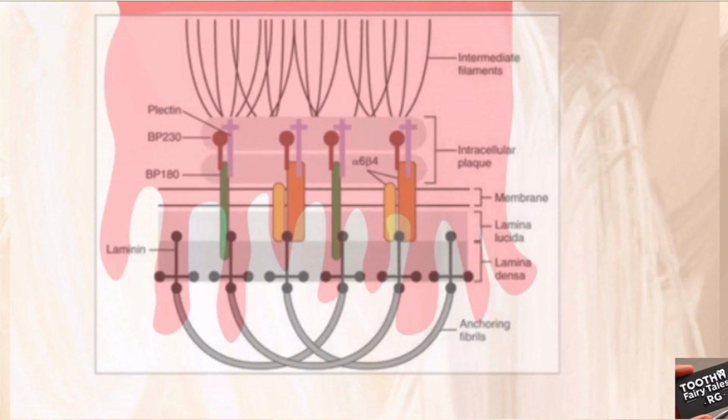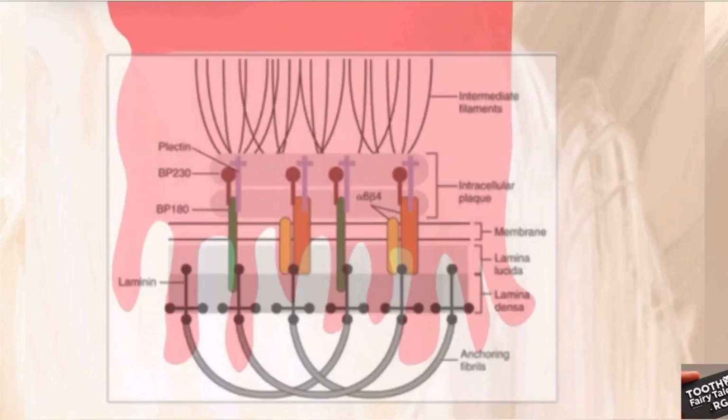So in the lamina densa, this BP180 is attached to another protein which is known as laminin, whereas alpha 6 beta 4 integrin is also attached to the laminin at the junction of lamina densa and the lamina lucida. This is alpha 6 and beta 4. This portion is the alpha 6 subunit and this is the beta 4 subunit of the integrin.